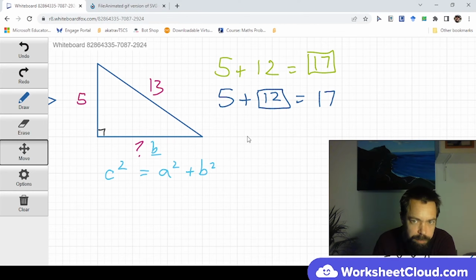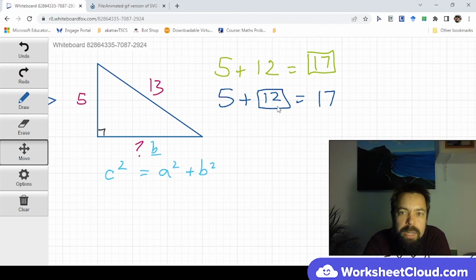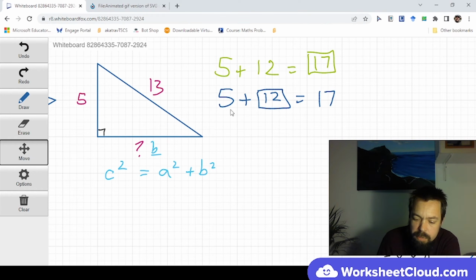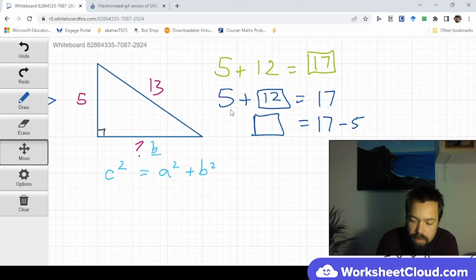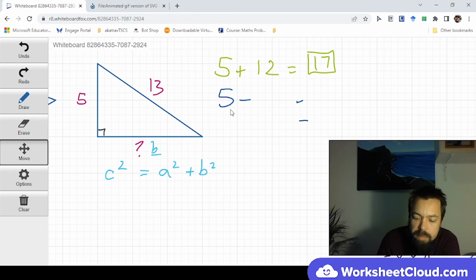I'm sure you would. Now, what you actually did was you said, how many more do I need to get to 17? In other words, what's 17 minus 5? So you said, okay, well, I've got a box on this side. What's 17 minus 5? That's 12. So my box must be 12. And you could have done the same thing with a 5. All right, so that's what changing the subject of the formula is.